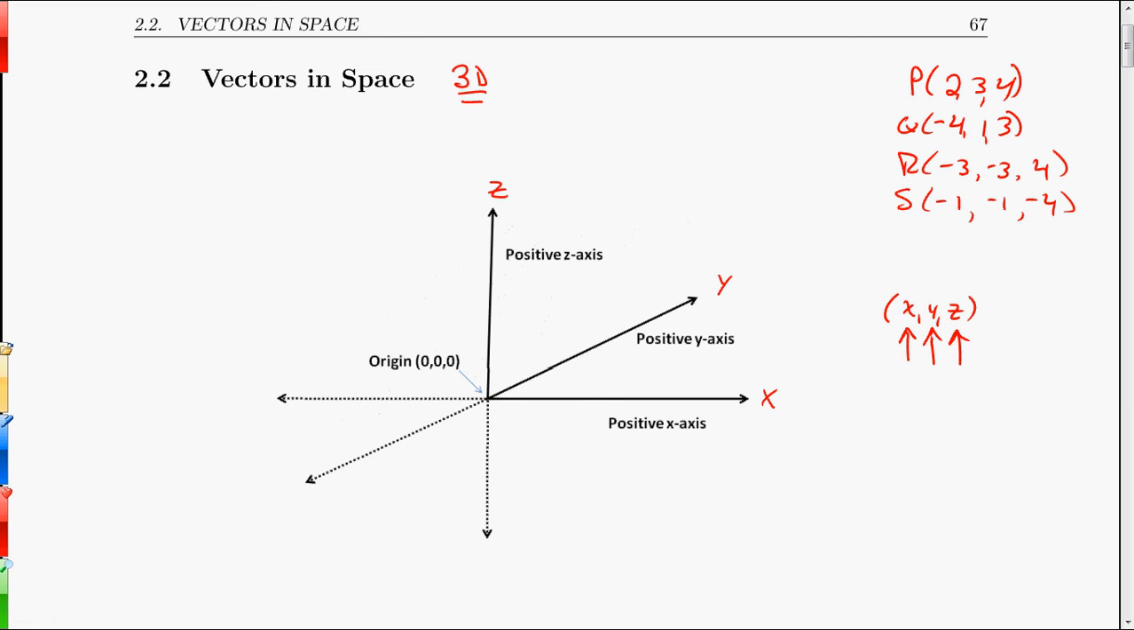I'm going to plot these points here, but beforehand I'm going to put some tick marks on my coordinate system. So I'll just do some along the x-axis, some along the y-axis, some along the z-axis, and I'll do the negative tick marks as well.